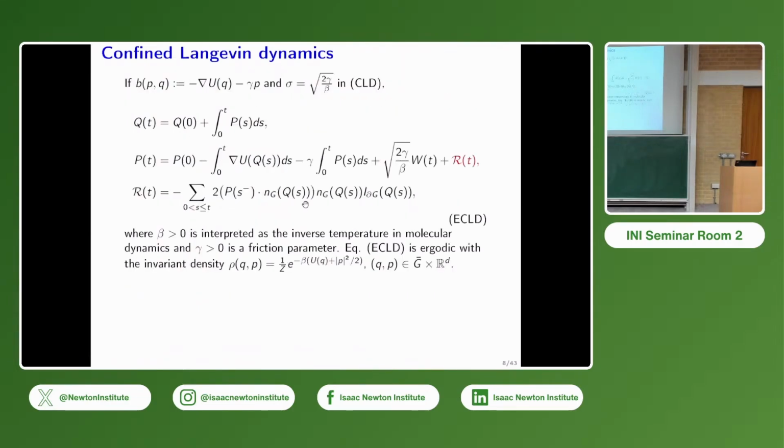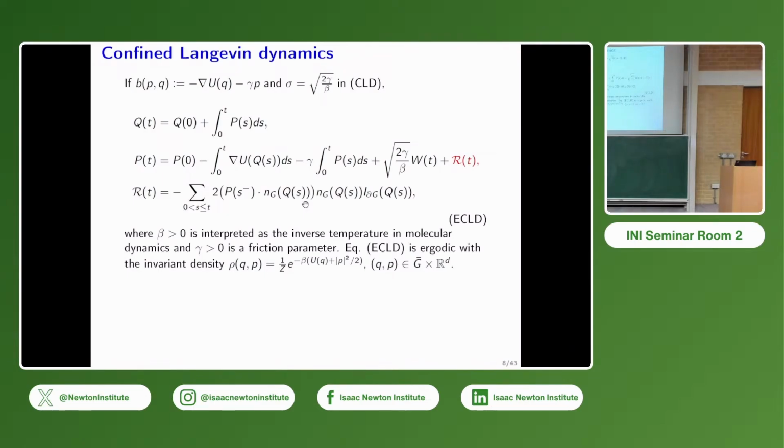The second object is just a particular case of the previous one. We obviously want to sample, so we take the drift B in the usual form for Langevin equations. We take sigma in the usual form. Without the red term, again, we have the usual Langevin equations. This red term keeps it inside. If we put some assumptions on the boundary and on the potential, then the system is ergodic with an invariant density. And the invariant density has exactly the same form as for the usual Langevin equations, but with the important difference that this Q now lives in a bounded domain.